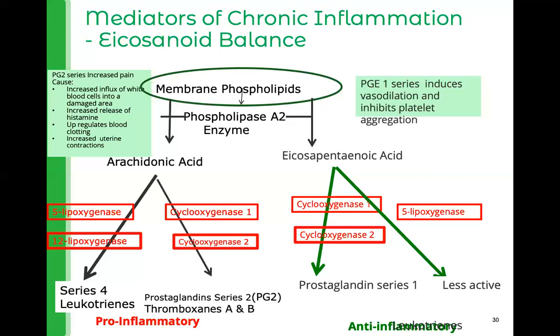So for example, PG2, which is produced from your omega-6, if you think back down your left-hand side, increases the rush of white blood cells into the damaged area, which is a good thing. We want that. More histamine, upregulates blood clotting. I mean, that's very important if you have your leg sliced open, right? We want clotting. But then it also increases uterine contractions. Again, that is something we want if we're in labor. If we're not in labor, we don't want that.